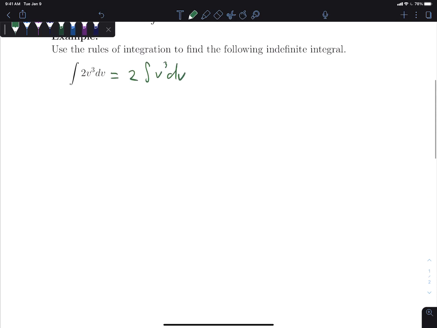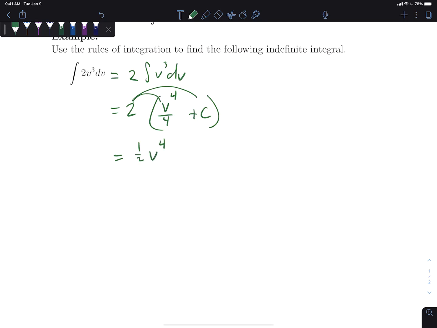To figure this out, we just use the power rule. So 2 right there, and then what's the integral of v cubed? Well, we add 1 to the exponent, and then multiply by the reciprocal, or divide by the exponent 4. And then plus c, and technically what we have is distribution here, right? Now notice that I can distribute the 2, and what's 2 divided by 4? Well, 2 divided by 4 is a half, v to the 4th power, and then technically plus 2c.